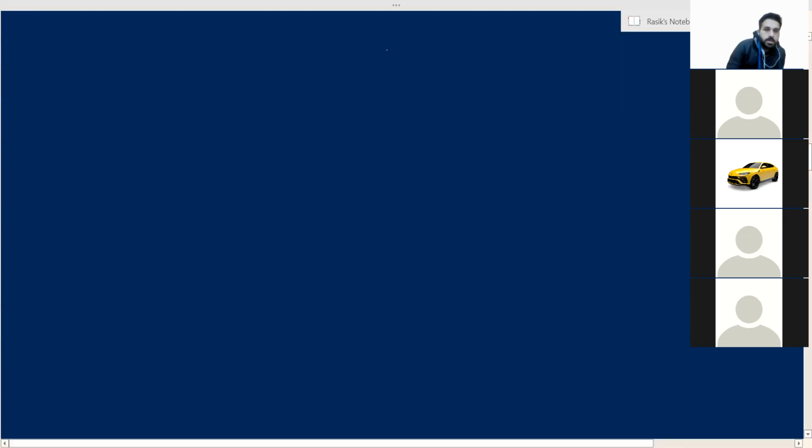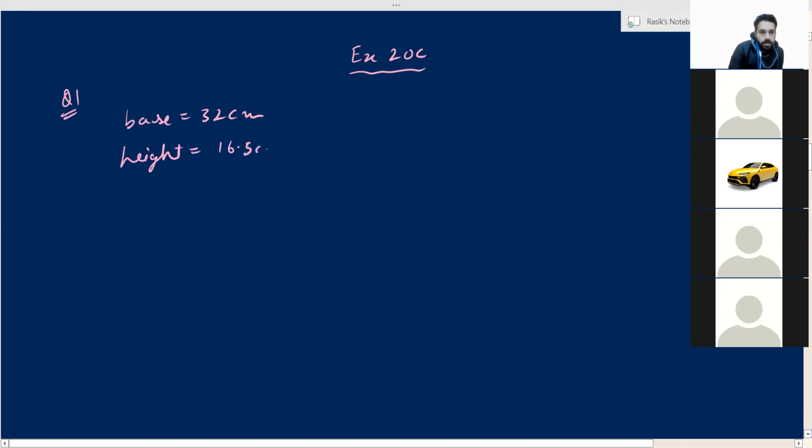Exercise 20C, question number 1. Start it, all of you. Find the area of a parallelogram with base 32 centimeters and height 16.5 centimeters. So write down the formula of area: base into height. So 32 into 16.5. What do you get?